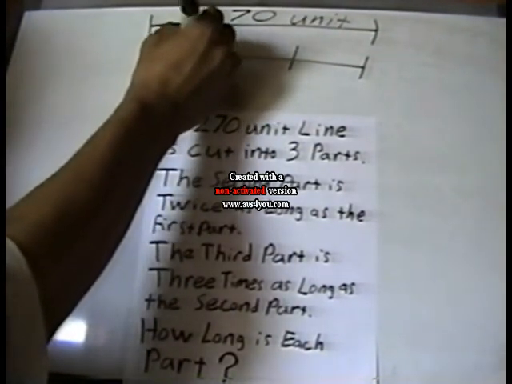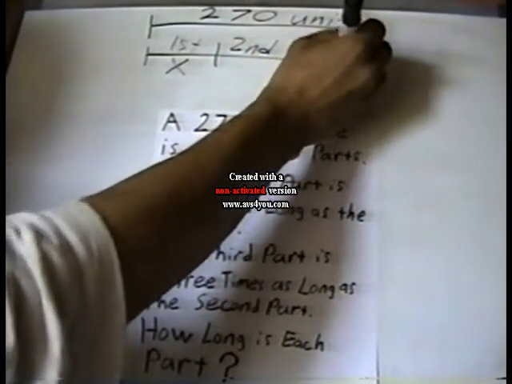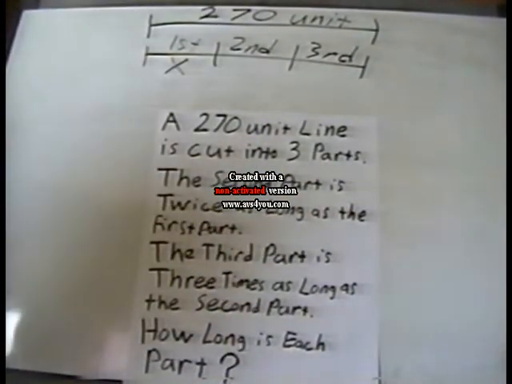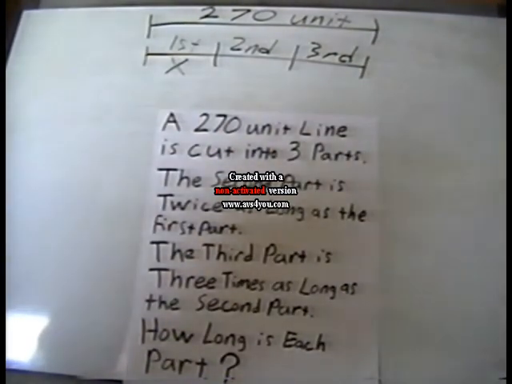Now, when you're doing word problems like these, the first thing you want to look for is the information that you're not given. So that's the first thing you have to label, which is your unknown, which is your first part. We'll say is X.